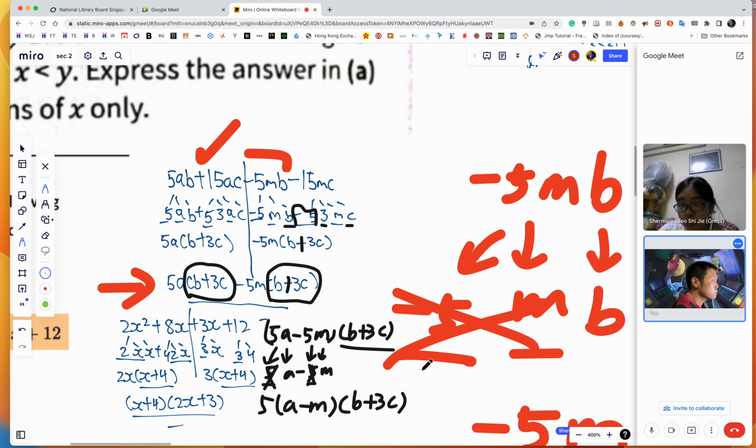Are you clear? Yeah. Are you clear or not? Yeah. So you can't stop here. You have to take out the 5 further. Okay? Then for the question below, okay, good.